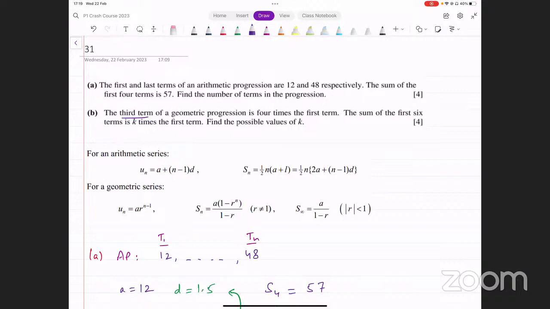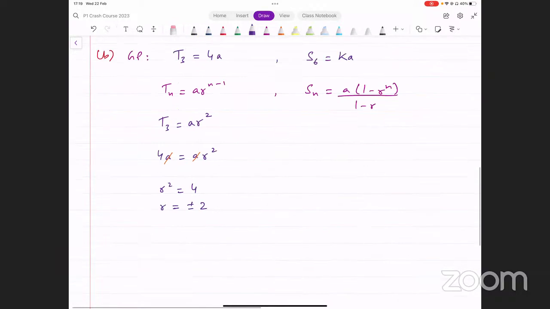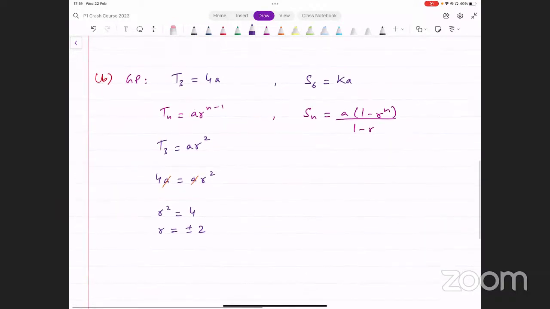It doesn't say anything about the ratio. In fact, you are asked about possible values of K. That means you are going to get multiple answers, right? So it's possible values of K. Multiple values of R are going to give you multiple values of K. So you consider both of these possibilities. R could be plus 2 or minus 2.